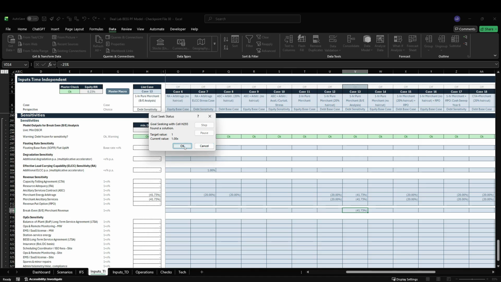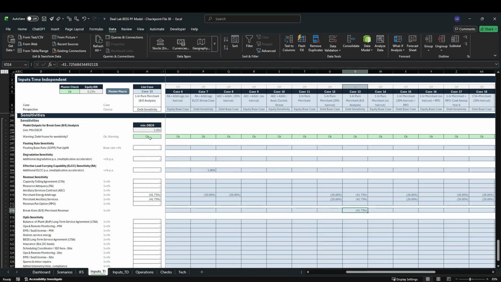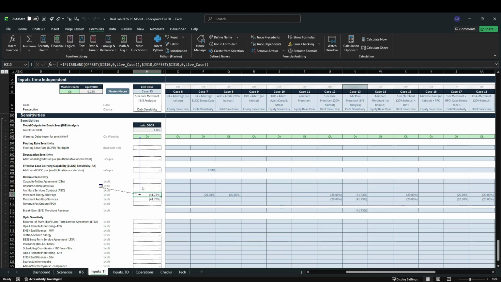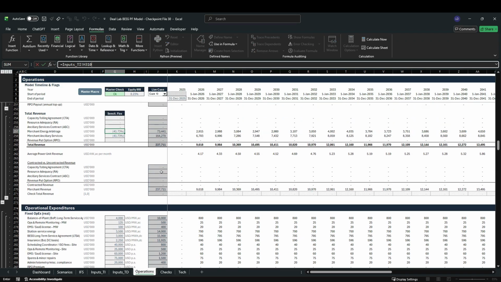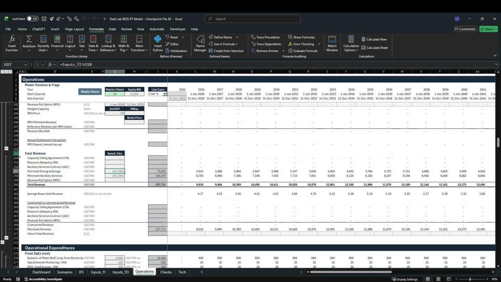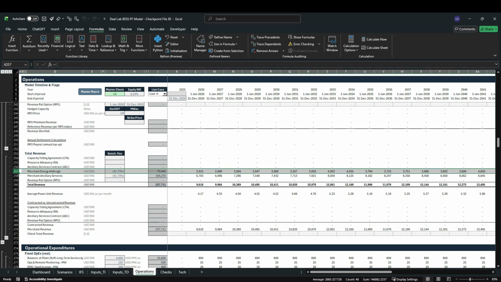And just with a few iterations, we will have determined that a merchant haircut of 41.73% leads to a minimum DSCR of 1.0. And you can see that this negative 41% feeds into cells B311 and 310, which is then picked up right here in our live case. And that flows into our operations sheet right here. And what we basically do is just reduce our total revenue by 41%.